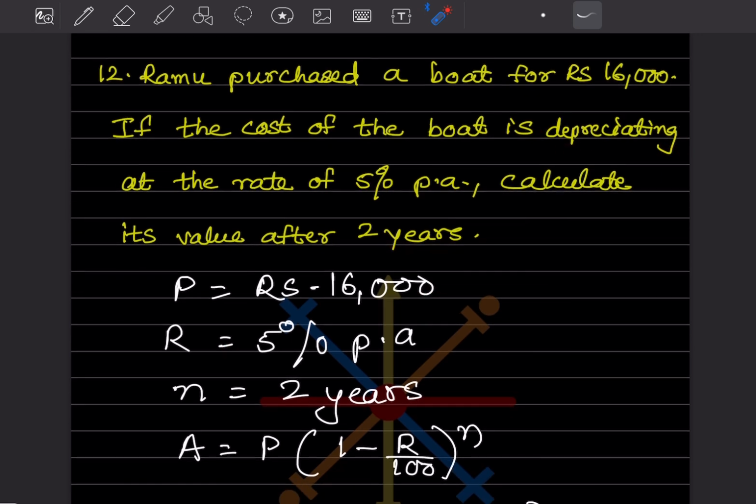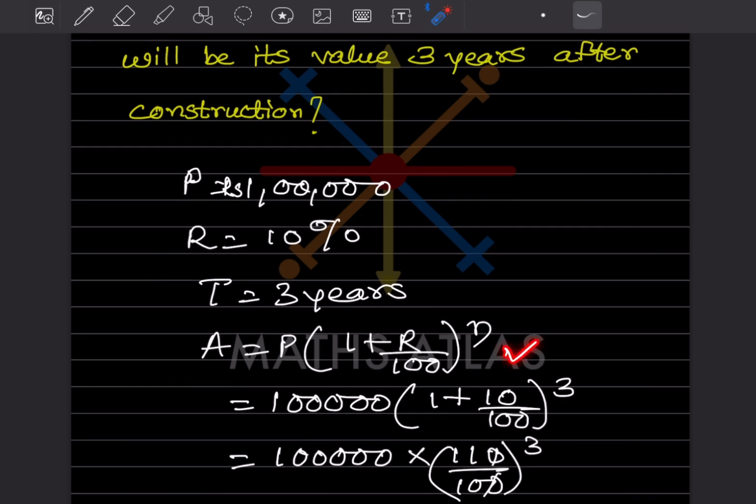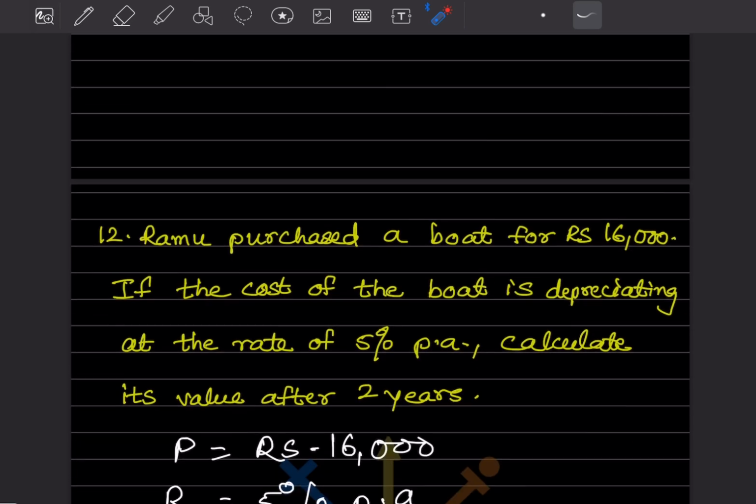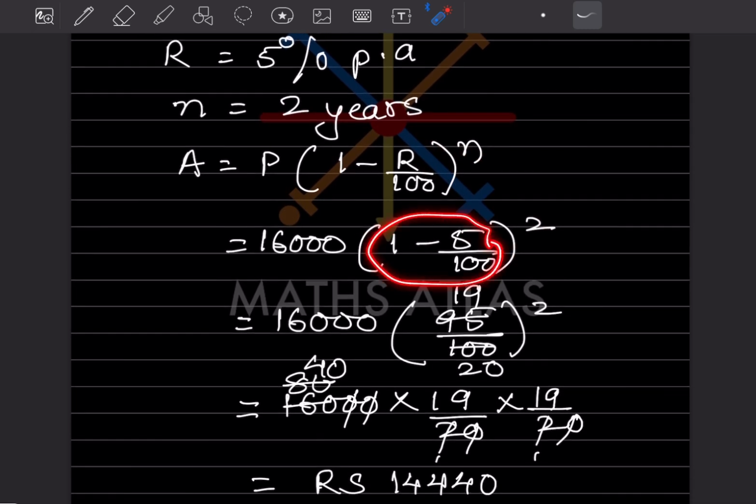In the previous one, what usually we do, we add it. Here, because it is depreciating, we are going to subtract. This formula is going to be same, but only in place of this, that is going to be negative side. So rest everything is the same. So 16,000, 1 minus here 5% here, and this is 2. So when you solve this part, that will be 1 minus 5 by 100, because LCM is 100. So that will be 100 minus 5, that will be 95 by 100.